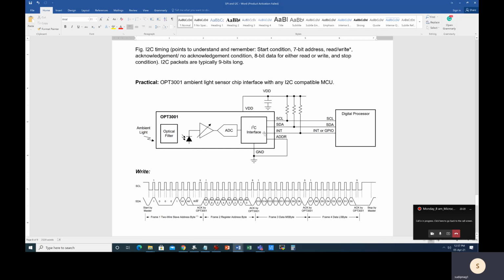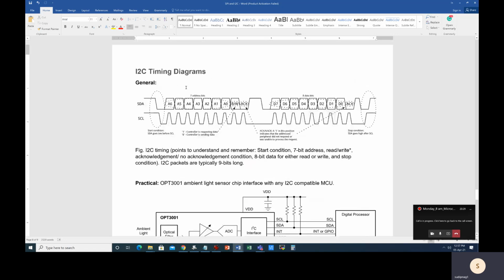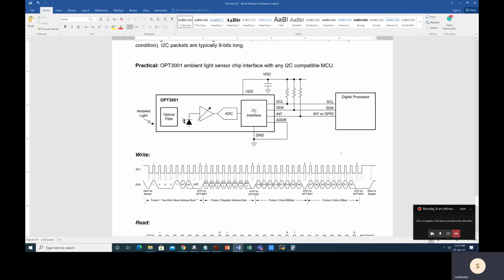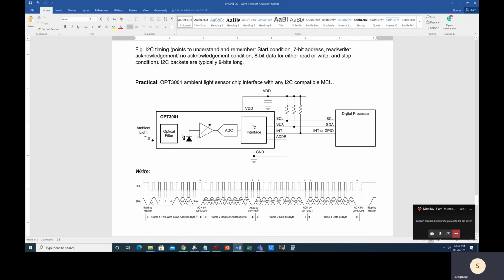So in order to write something from the microcontroller to this peripheral device, the OPT3001 chip, we'll have to follow this. We will comply with the same strategy that we discussed over here: 9-bit frames, first a start bit, then the 7-bit address, read/write, acknowledgement, then another frame or more frames of data, then stop. Following that strategy, let's look at how it does the write operation. First SCL is 1, and then SDA goes 1 to 0, that is the start condition.